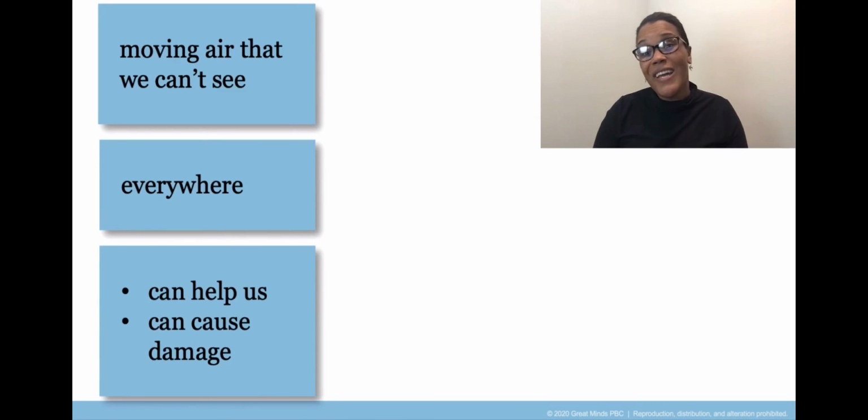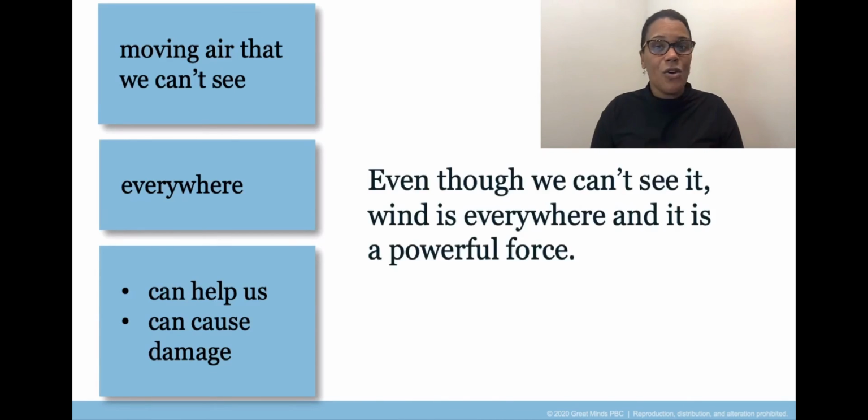I bet you have some great ideas about the author's important message. This book has more than one message, and there are a lot of different ways you could have responded, but I'm going to share my idea with you. The important message that I got from this book is even though we can't see it, wind is everywhere, and it is a powerful force. Did you say something like that? I'm sure you did.